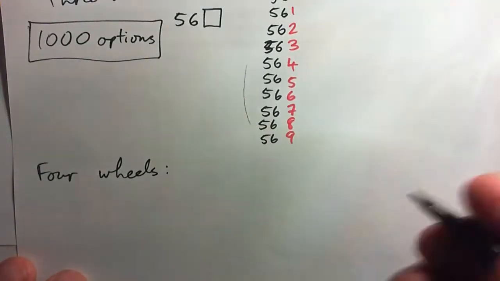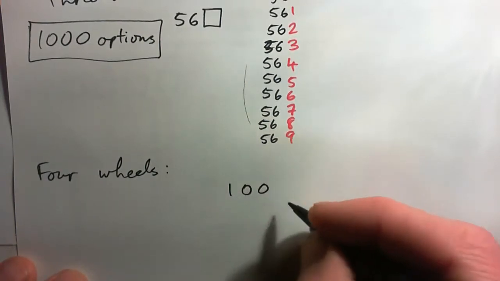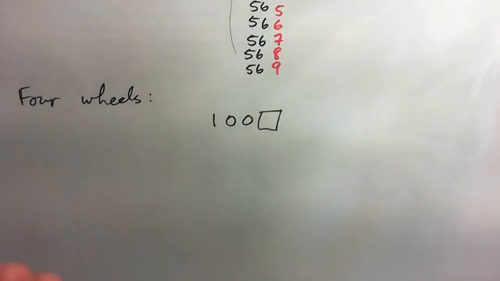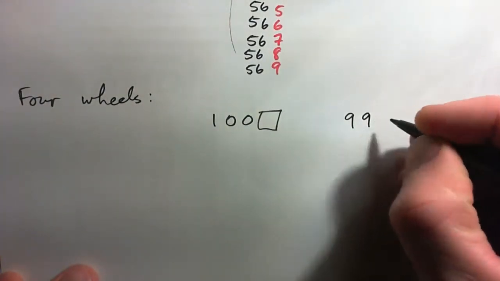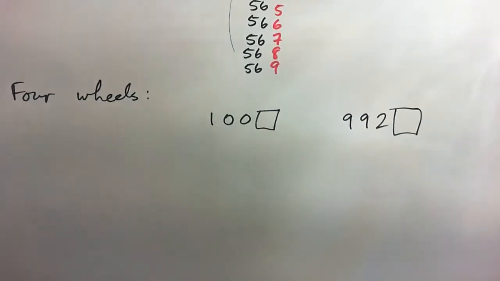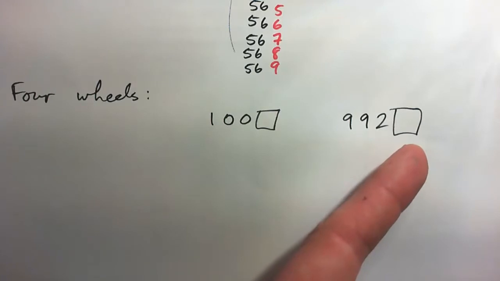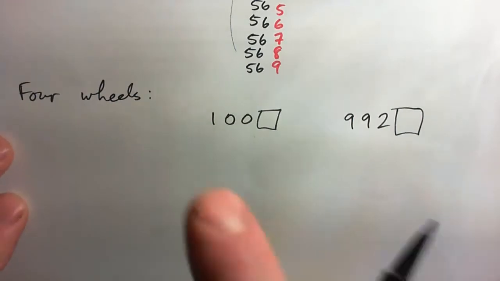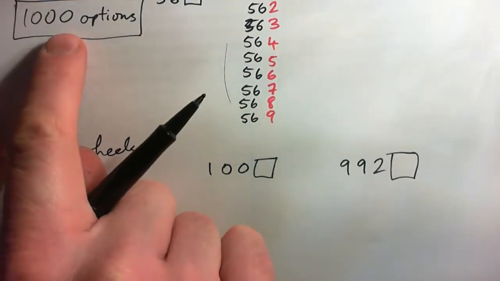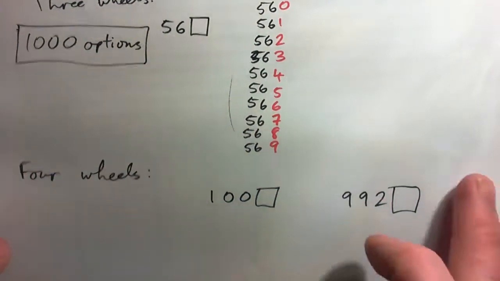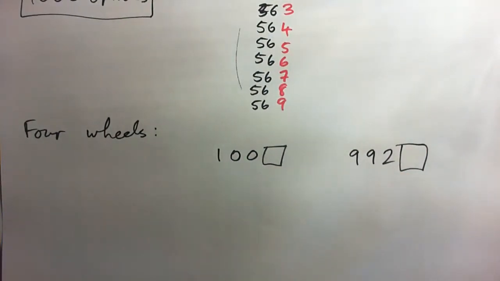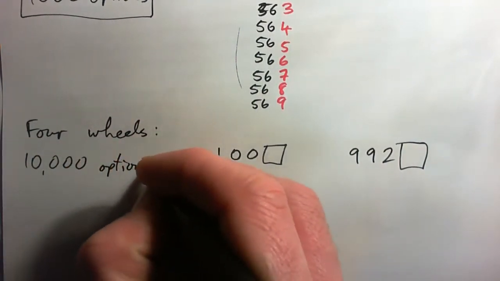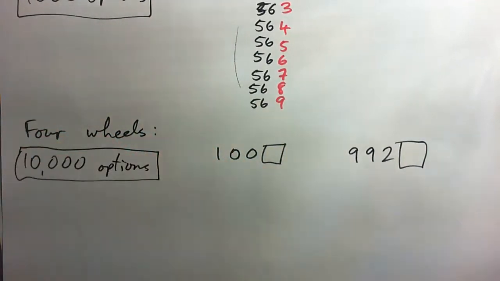any three-digit option like 100, or 992, and you can add on any number from 0 to 9 onto that. You could add on 10 different numbers to the end of that to make a new sequence, right? So for four wheels, we could take any one of the 1,000 three-wheel digit options and make 10 new four-digit numbers to get 10,000 options for numbers for a four-wheeled combination lock, okay?